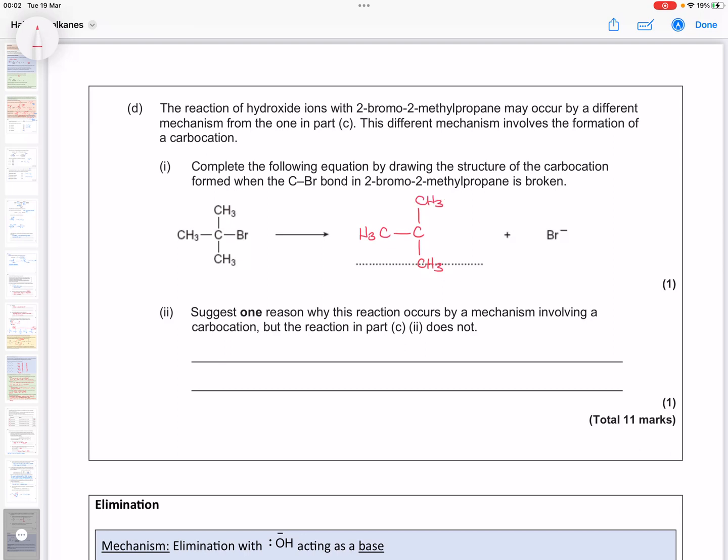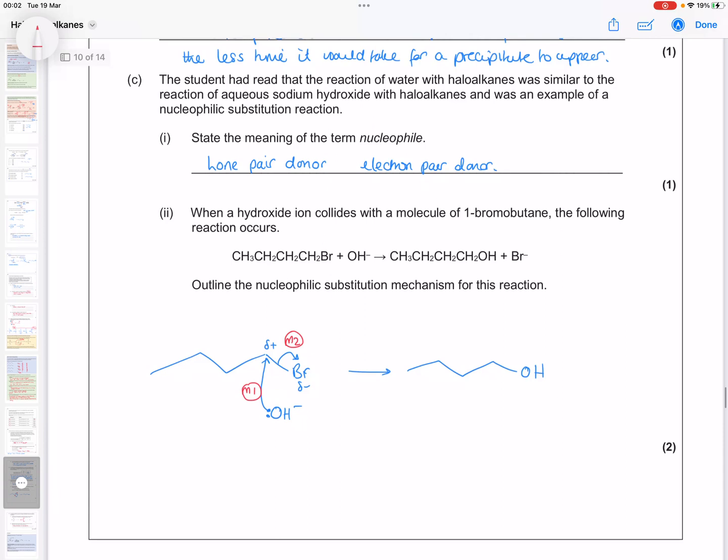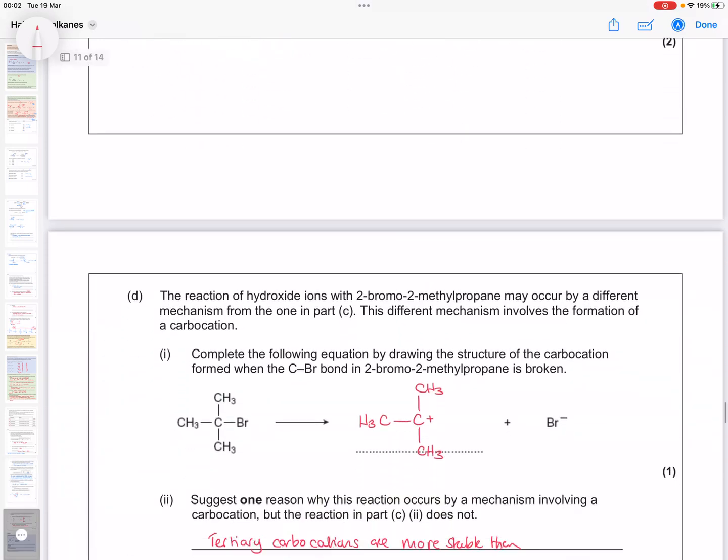And that's this carbocation here. Why this reaction might occur by this mechanism is because tertiary carbocations are more stable than, so if we have a look at the reaction in part C2, in this one we've got a carbon atom which is just bonded to one other carbon atom, so the bromine is on the end, so that makes it a primary.